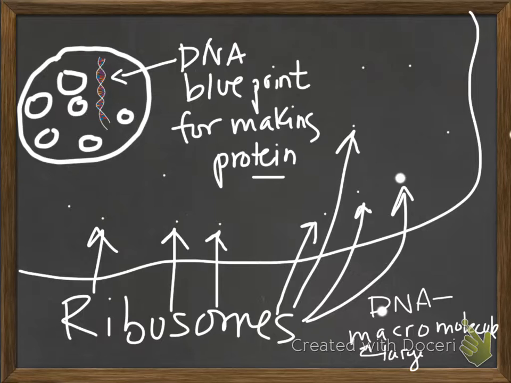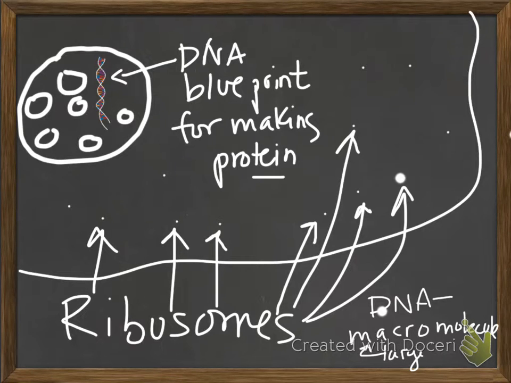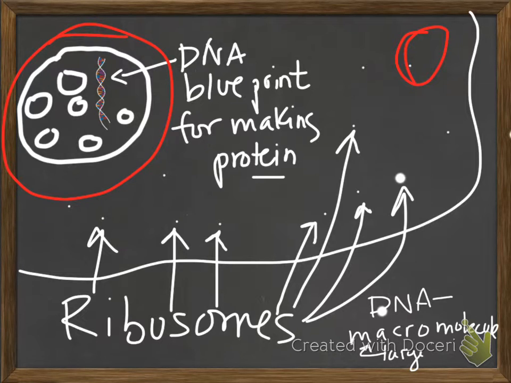So here's my problem. Where's the DNA at? In the nucleus. I'll highlight that in red. Where are the proteins being made? Out here. Okay, great. So we just take the DNA out to the ribosomes, right?